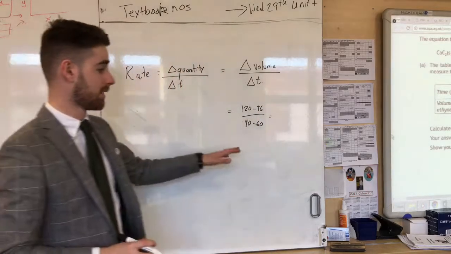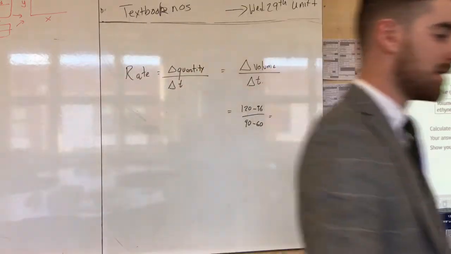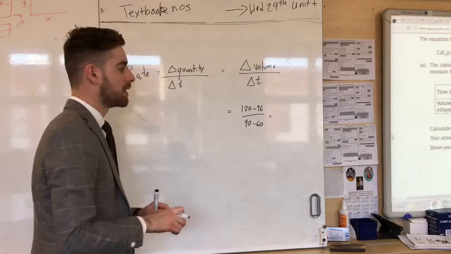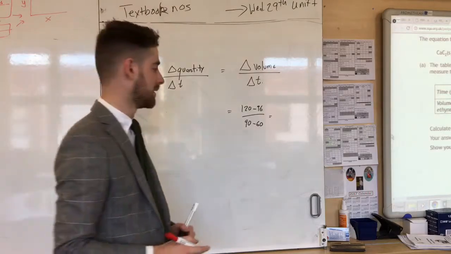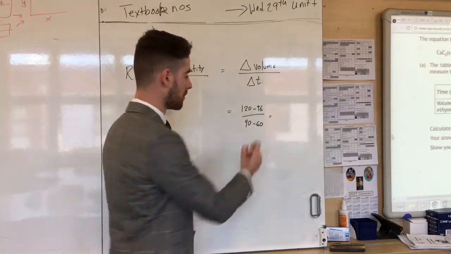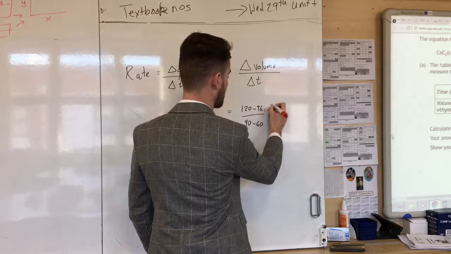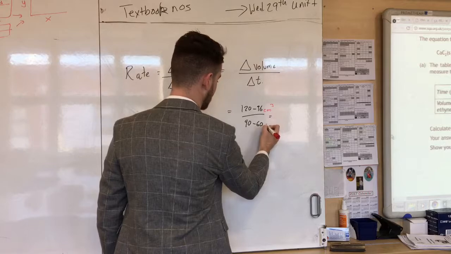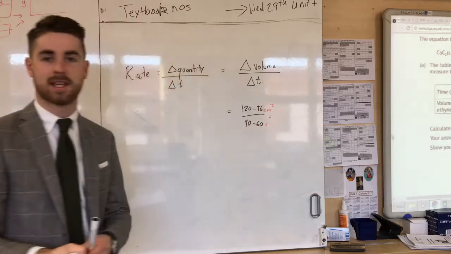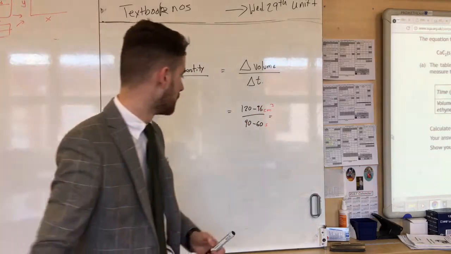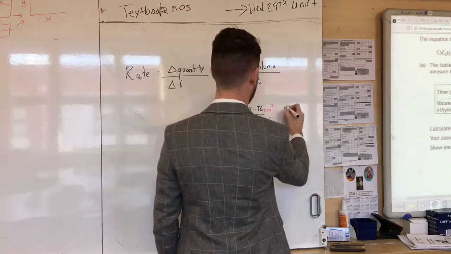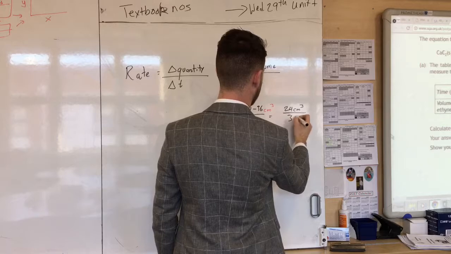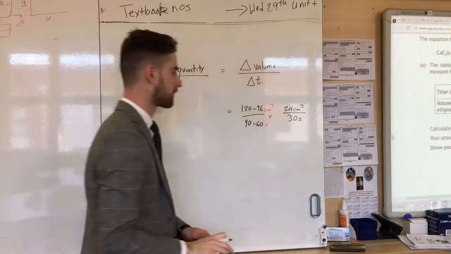What we want to think about before we do anything is that it does state in the question that you must show the appropriate units to get the full marks. The units for volume we're going to use are centimetres cubed. The units for time we're going to use are seconds. So centimetres cubed divided by seconds. If we simplify that down, we're going to get 24 centimetres cubed divided by 30 seconds.